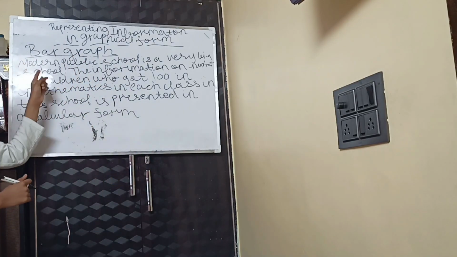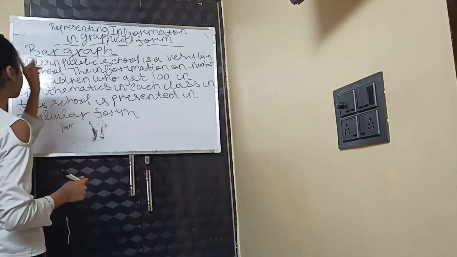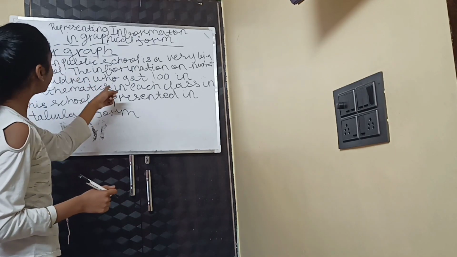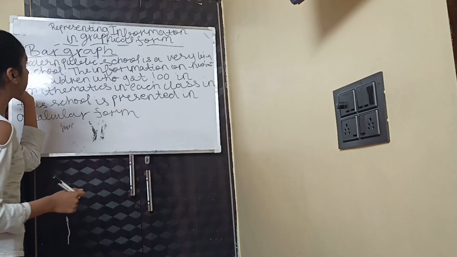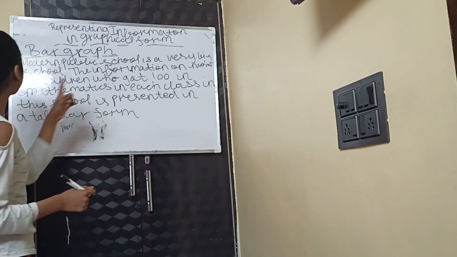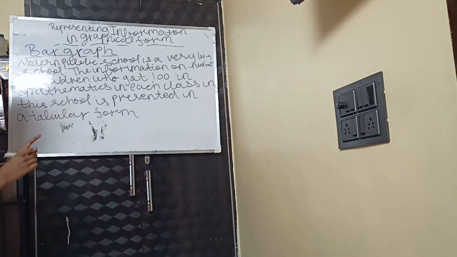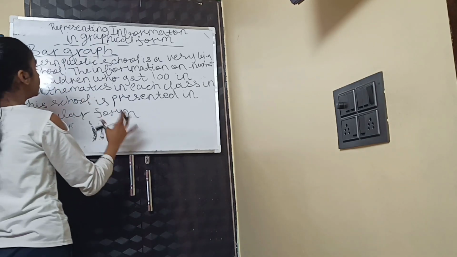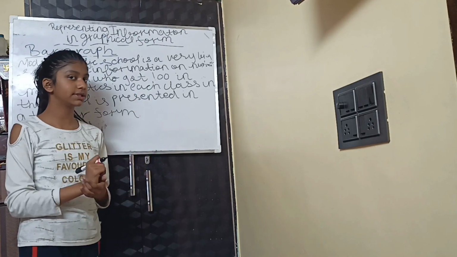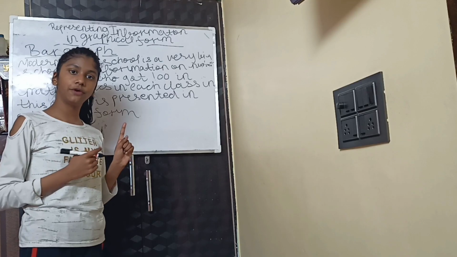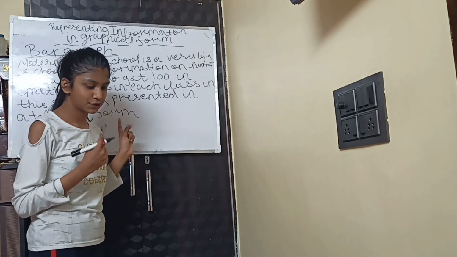Okay. Modern public school is a very big school. The information on number of children who got 100 in mathematics in each class in this school is presented in a tabular form. So first we will rub this question, but still you will see on the screen. Okay, we'll rub this question, and first we'll do it in tabular form, and then we'll do it in bar graph. So let me rub it.